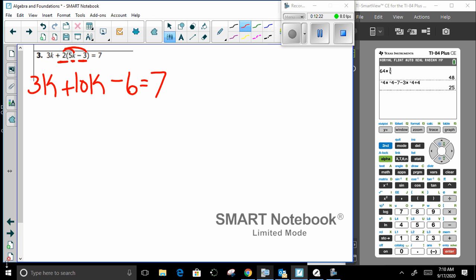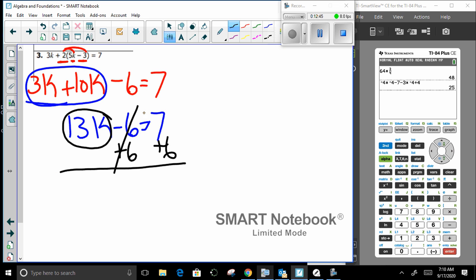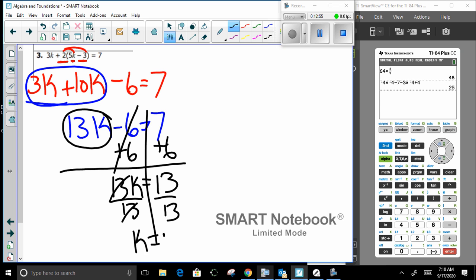And then the second step we wrote down in your notes was to combine like terms. I think these look like terms. That would give me 13k minus 6 equals 7. And now you just have a basic equation that you've seen before. You can't touch anything with k until you get rid of plus 6. So 13k equals 13. Divide by 13. What does k equal? 1. So I think this is my answer, my solution.